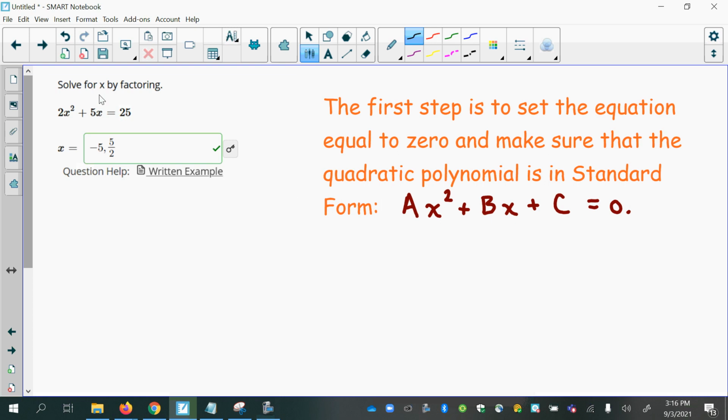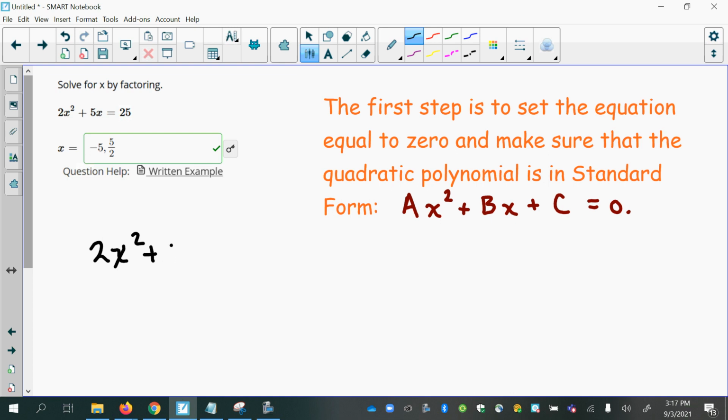In this question, we're asked to solve this quadratic equation by factoring. In order to do that, the first step is always to make sure that the equation is set equal to 0 and to make sure that the quadratic polynomial on the left is in standard form like this, where you look at the power of your x terms and those go from greatest to least. All right, so let's start by subtracting the 25 from each side here so that we have the right form to start with before we begin factoring.